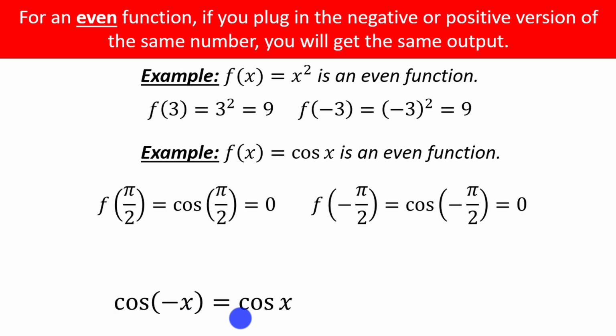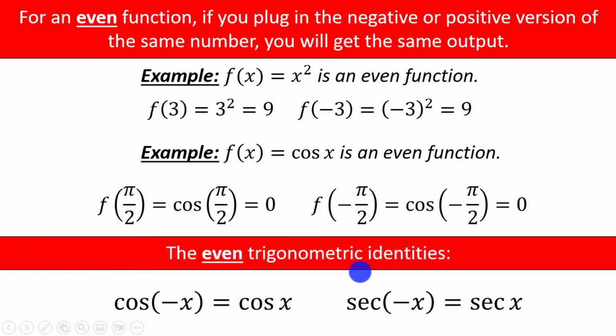Now, since secant is the reciprocal of cosine, this also applies to secant. So secant of negative x is the same thing as secant of x. Together, these are the two even trigonometric identities. Cosine and secant are the only two even trigonometric functions. All of the other trigonometric functions are odd, so let's talk about what that means.